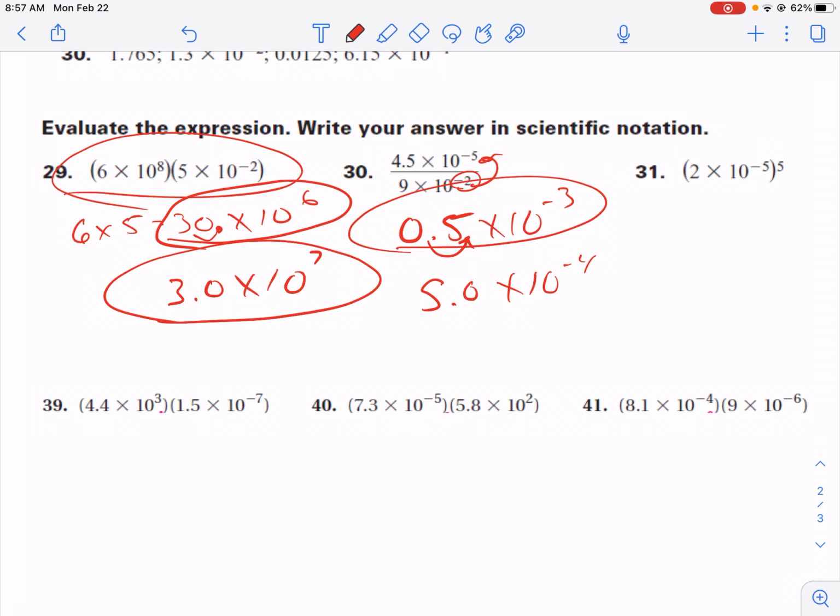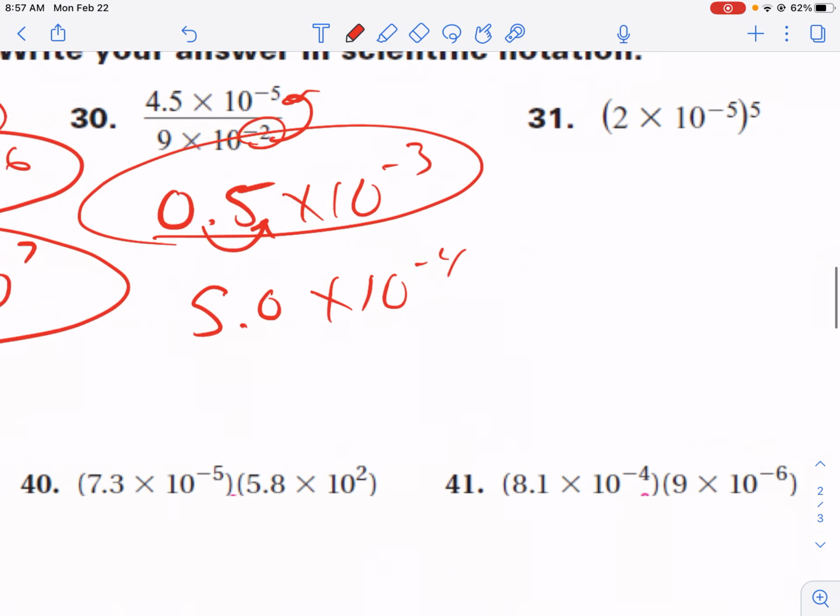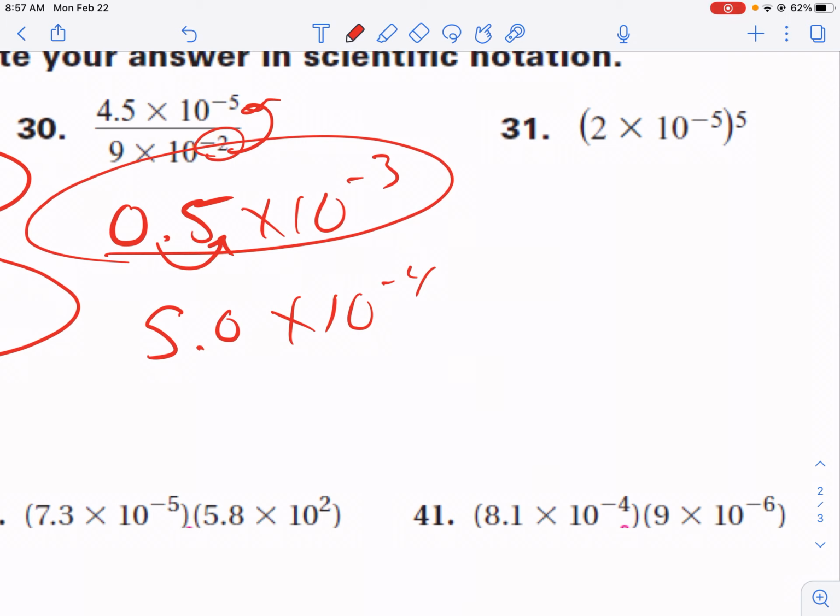All right, let's look at this last one here, 31. 2 times 10 to the negative 5th, to the 5th power. So there's 5 of these. Well, again, think of this as 2x to the 5th power. That 5 gets distributed to the 2 and to the x, right? From the work we've seen before last week. So this is going to be 2 to the 5th times 10 to the negative 25th.